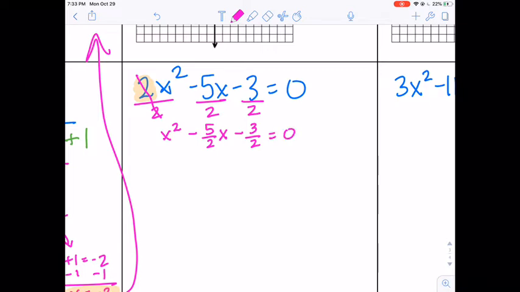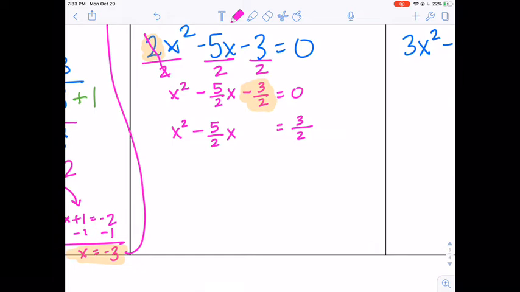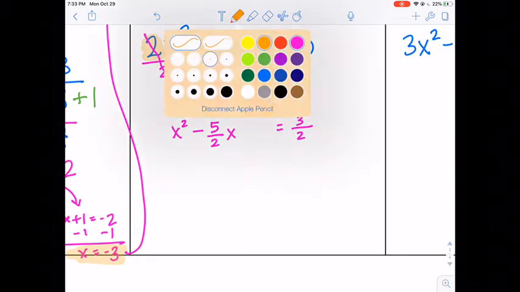I'm going to send the negative 3 halves to the other side to make room. So I'm adding 3 halves on both sides. That gives me positive 3 halves, leaving this here, just like that. It opens up that empty space in order to be able to complete the square.